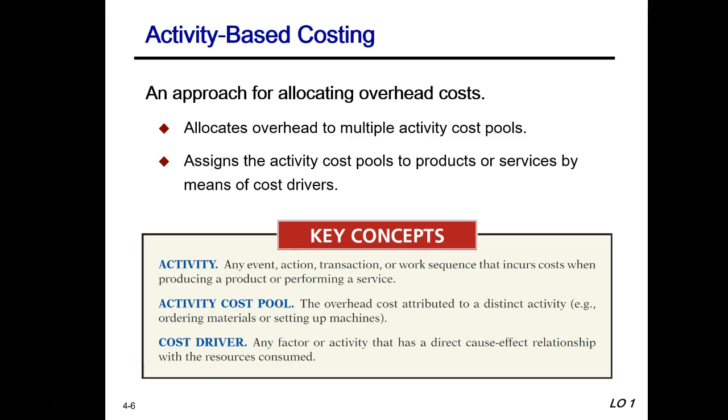So with activity-based costing, we've got some concepts. Activity is an event, action, transaction, or work sequence that incurs costs when producing a product or performing a service. Our cost pools, or activity cost pools, will be the overhead that's attributed to a specific activity. We're going to get into details on this. Then we talk about the drivers, the activity that has that direct cause-effect relationship with the resources that are consumed.